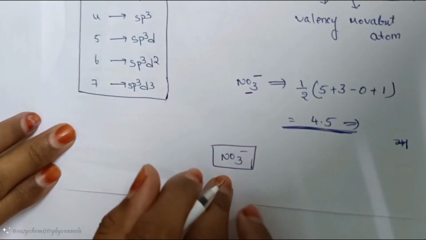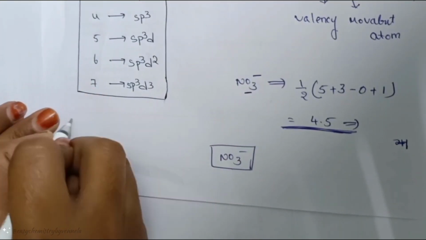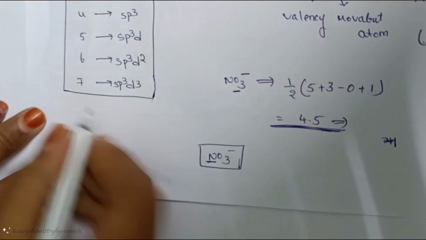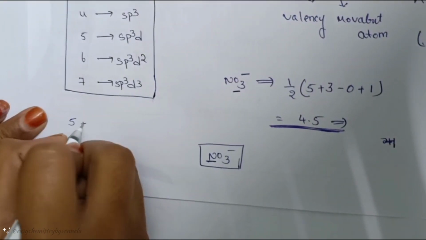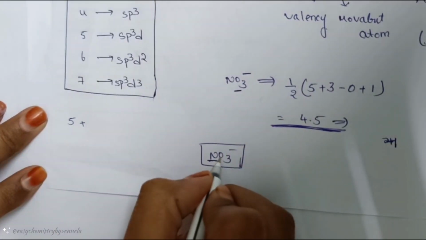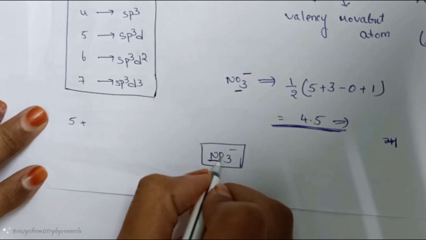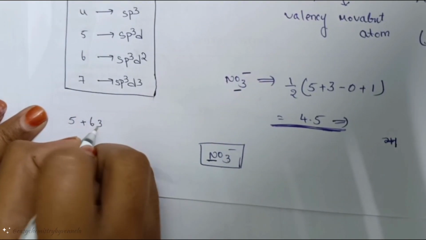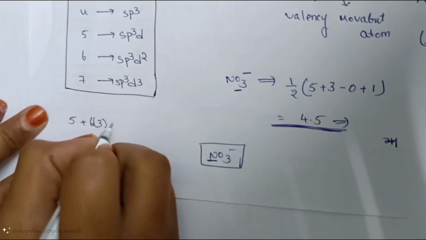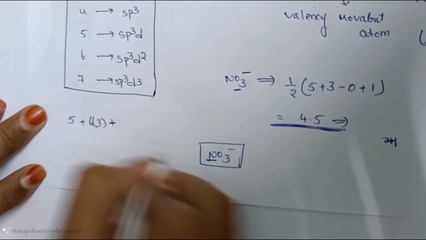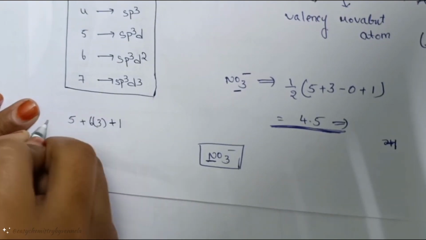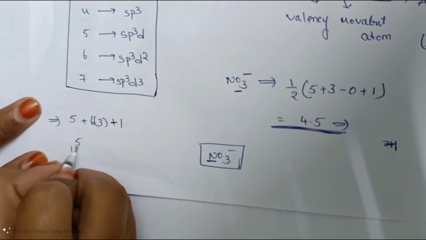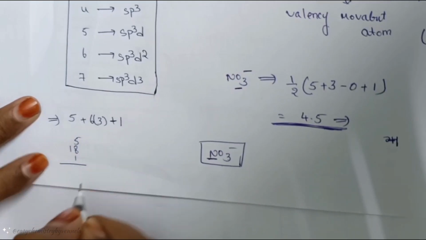So here NO3 minus, first of all N, nitrogen. Nitrogen, what is the group number? 5 plus, next oxygen. Oxygen, what is the group number? 6. 6 into, how many oxygens are there? 3. Here plus 1. We have to sum all these. 5 plus 18 plus 1. Then how much is it?